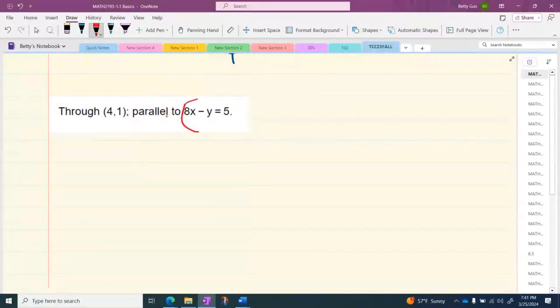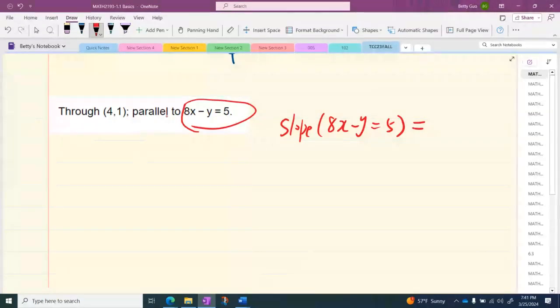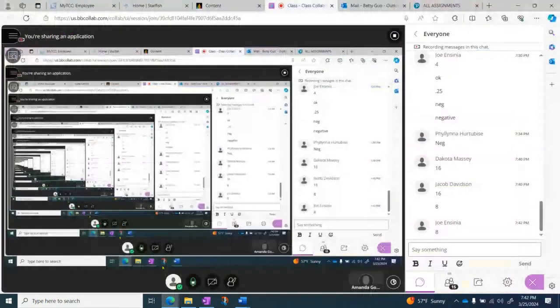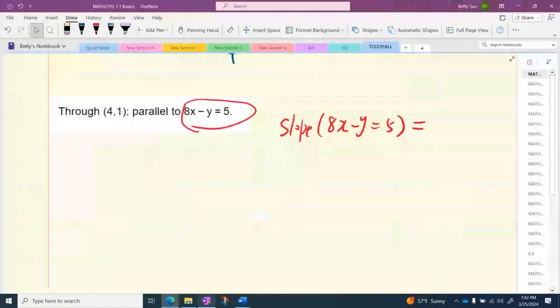Let's find the slope for the given straight line. What's the slope of 8x minus y equals 5? Can you help me to find the slope for this straight line? What is the slope of 8x minus y equals 5? Eight. Awesome. It is 8. Positive.